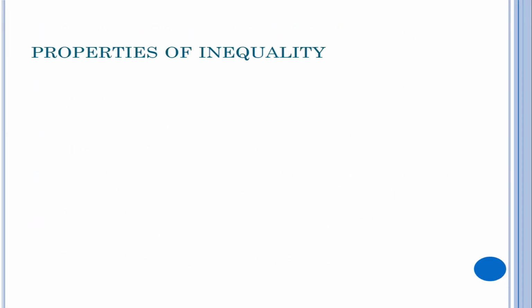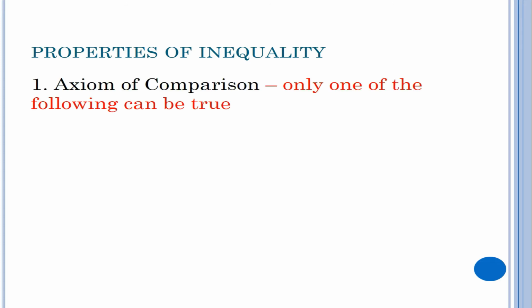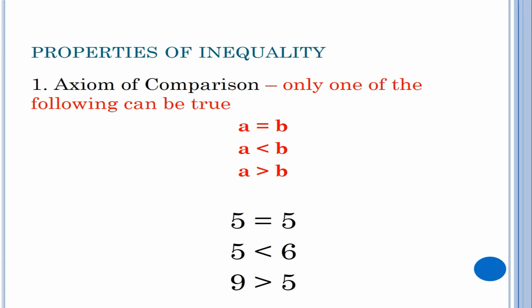So next we have the properties of inequality. So we have number 1, the axiom of comparison. It means that only one of the following can be true: A equals B, A is less than B, or A is greater than B. So for example, 5 is equal to 5, 5 is less than 6, and 9 is greater than 5.